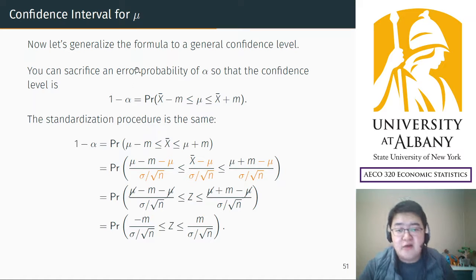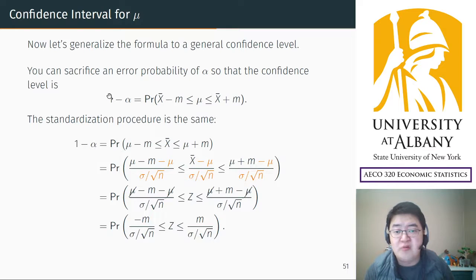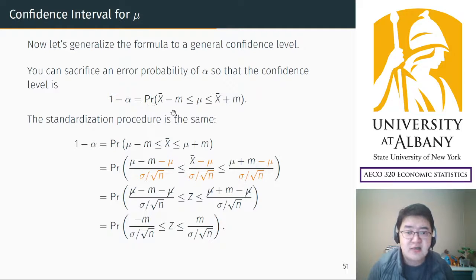To do that, we are going to set the confidence level at 1 minus alpha. So alpha is the error probability. Your estimator will be correct with probability 1 minus alpha. So alpha can be any number between 0 and 1. Remember, this equation implies confidence level. Confidence level equals the probability that the true parameter is contained within the interval x bar plus minus the margin. And you have to standardize it.